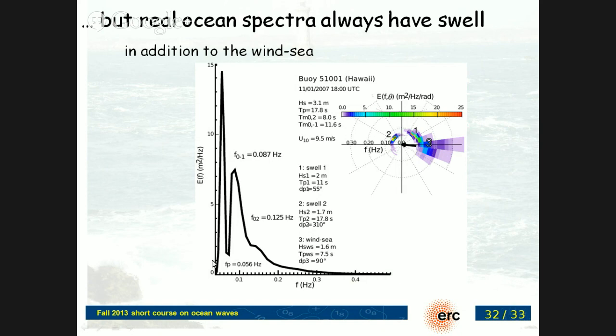And so if you look at the 1D spectrum, the frequency spectrum, you have this very narrow peak for this swell number 2 here. And actually, there's more energy in this second swell here. So this one is 2 meters, this one is 1.7 meter height. Okay, and then you have the wind sea with 1.6 meter wave height.